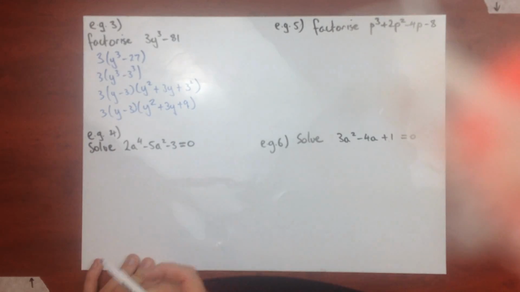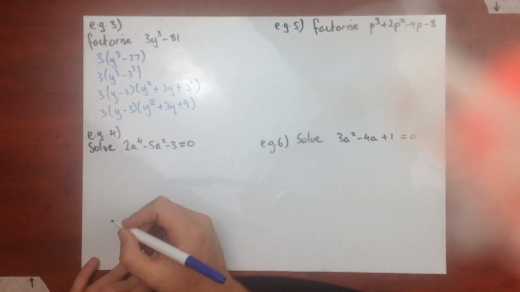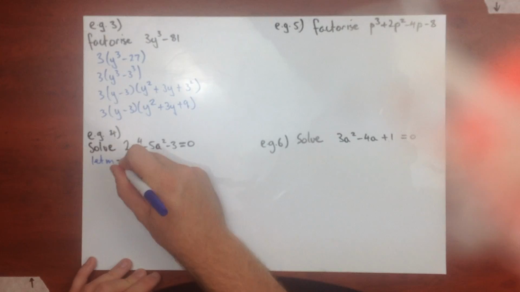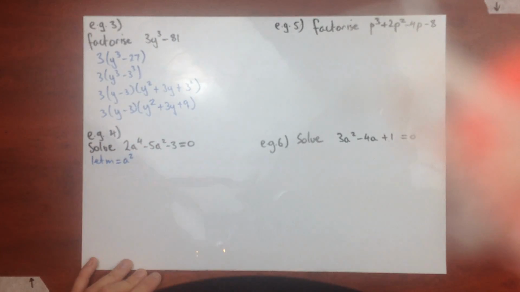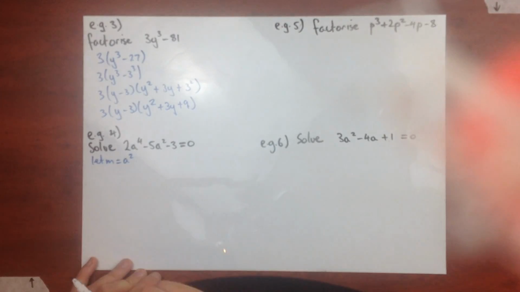Now you might look at that and go, well, we've got to the power of 4. So we're looking at a quartic, not a quadratic or anything. So how are we going to factorise this? Well, we can actually do a substitution. We can say let m, or any other letter you want, equal a squared. So we're going to replace a squared with the letter m.